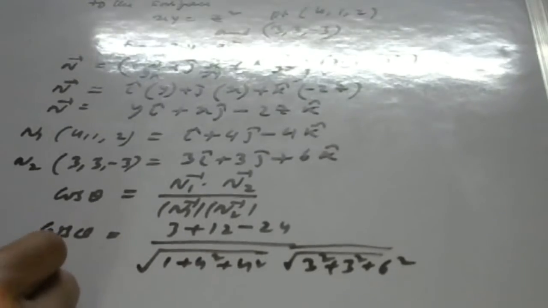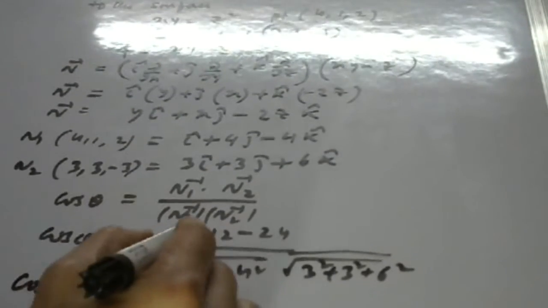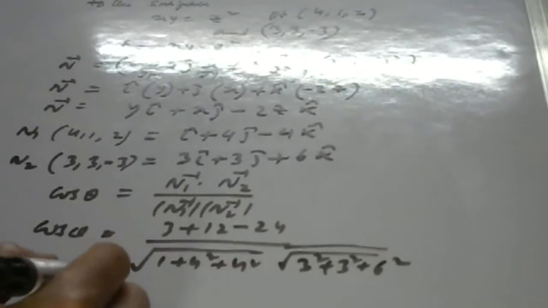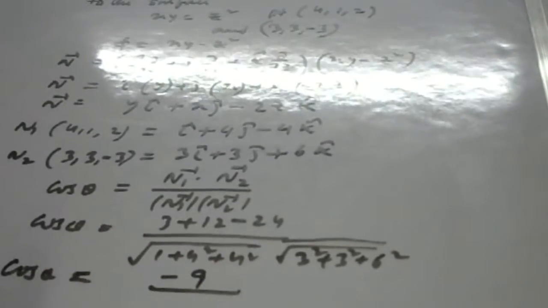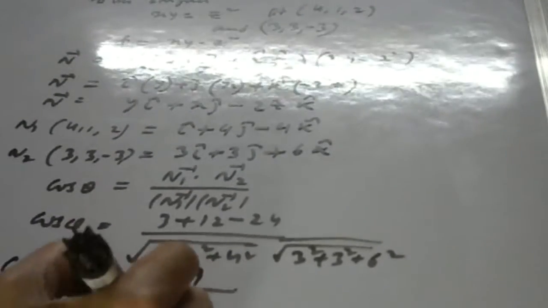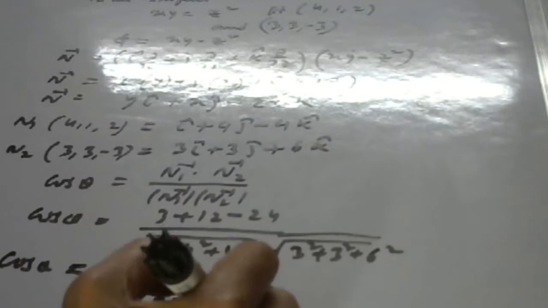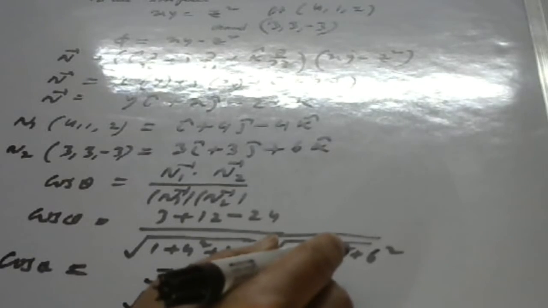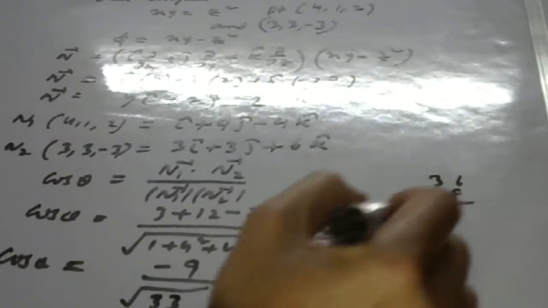Now the value of cos theta equals 24 minus 15, this is minus 9, divided by the square root of 33 and the square root of 9 plus 9 is 18, 18 and 36, this is 54.